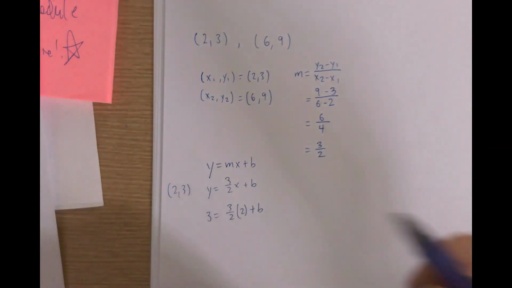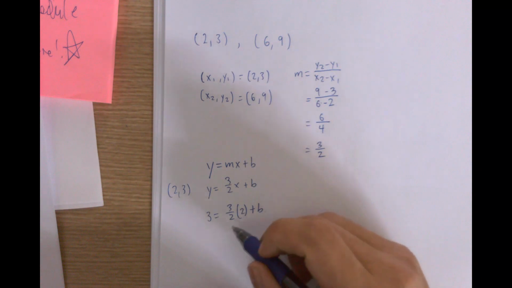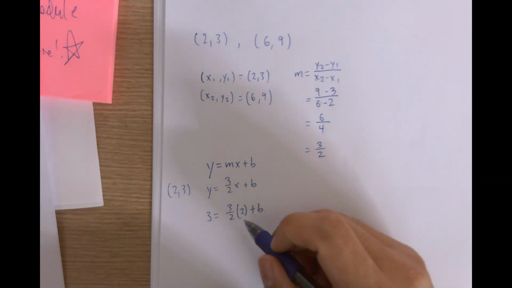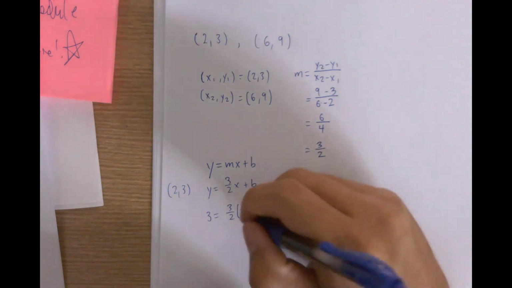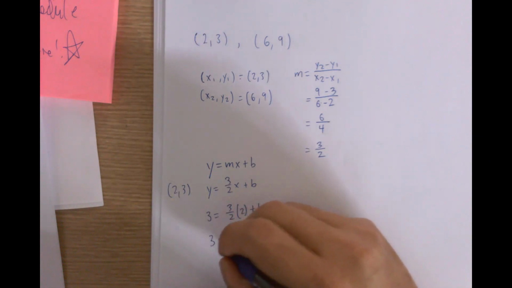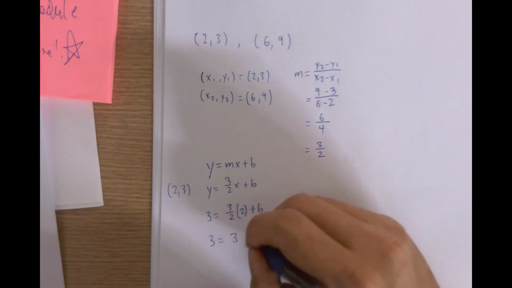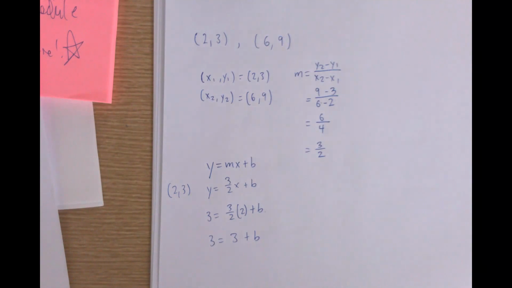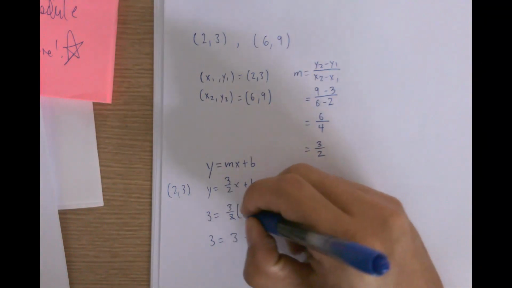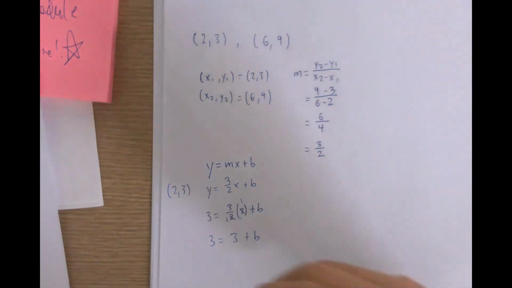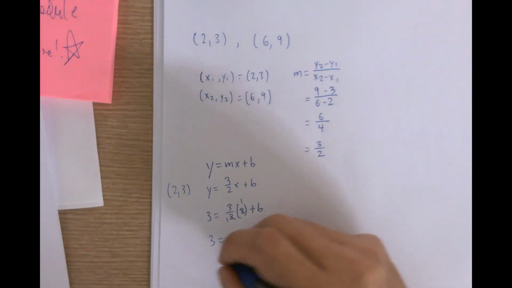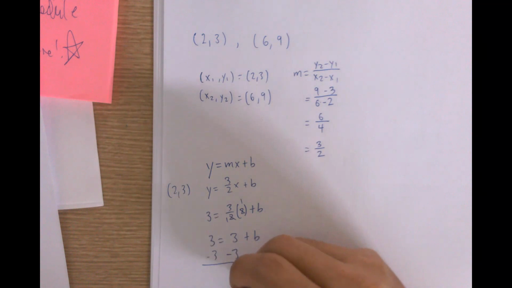So again, the 2's are going to cancel out, and you're going to get 3 is equal to 3 plus b. The 2's are going to cancel out. And then we can go ahead and subtract, and we actually get b is equal to 0.